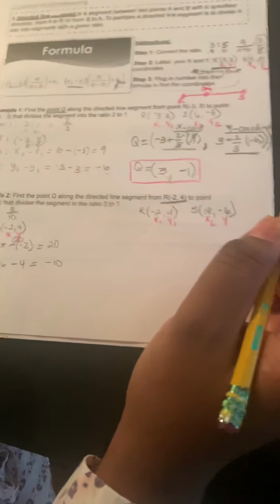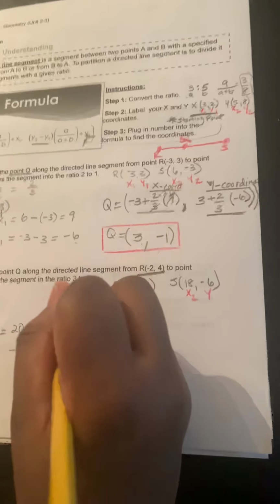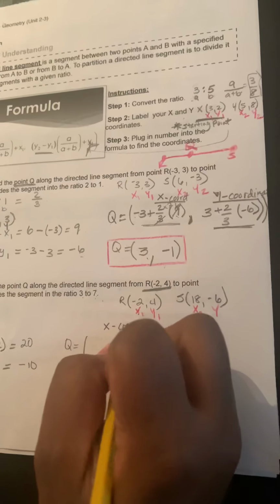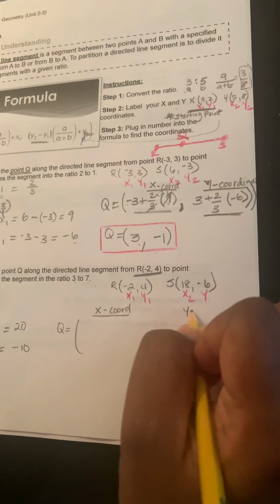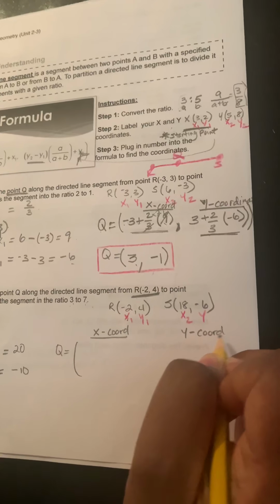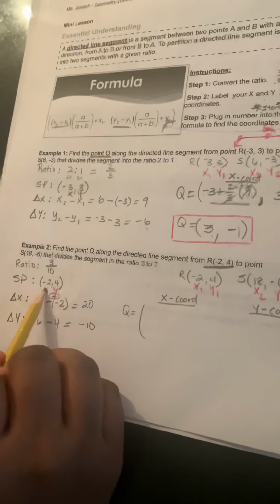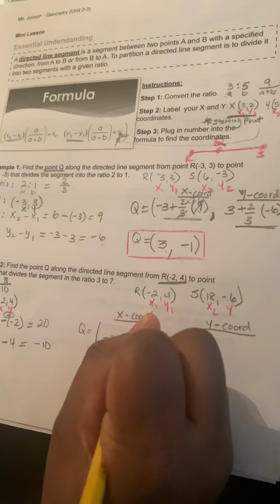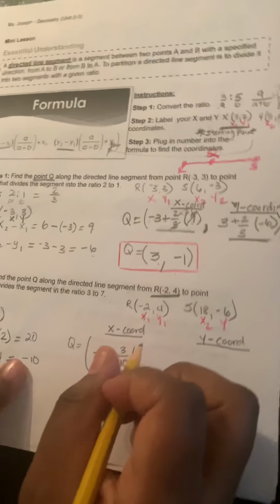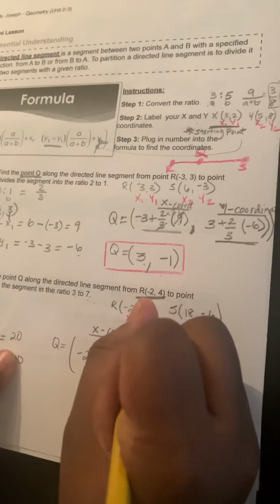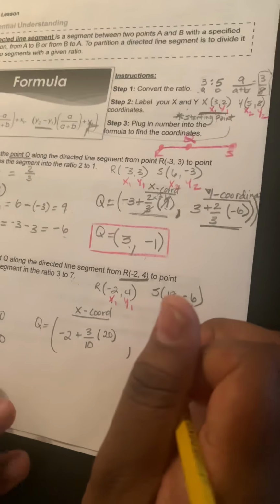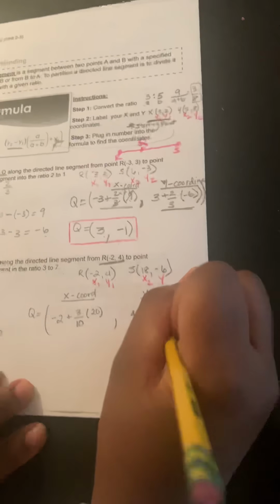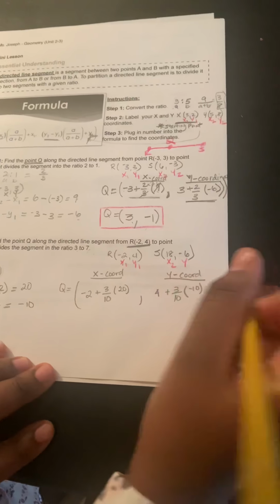So now we just plug it into the formula, right? We want to find point Q. And then we want to set it up so we're solving for the X coordinate and then the Y coordinate. Okay, so we start off with the X value of the starting point, so it's -2 plus 3/10, which is the ratio, times the change in X, which is 20. And then comma, the starting point for the Y coordinate, which is 4, plus 3/10 times -10, which is right here.